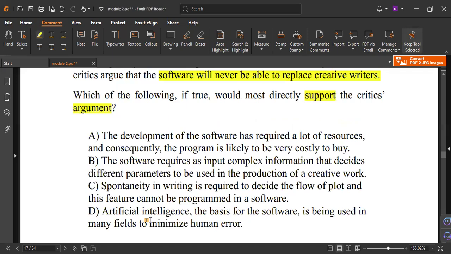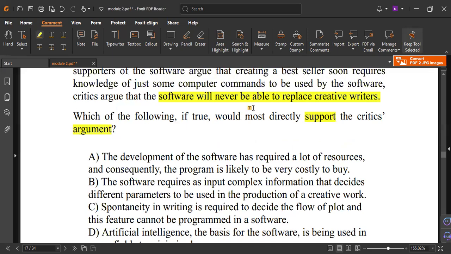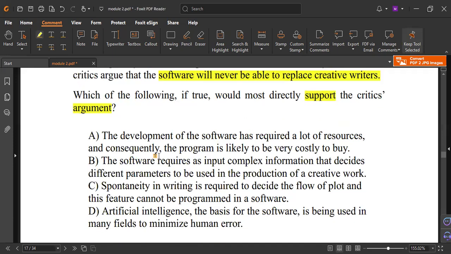Look, artificial intelligence, the basis of software, is being used in many fields. No, I said software will never be able to replace human creative writers. Feel it? That just means D is opposite to the argument. So no D. Let's find together why C is correct.